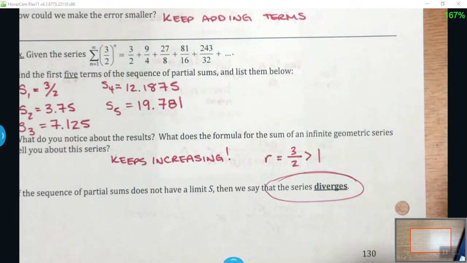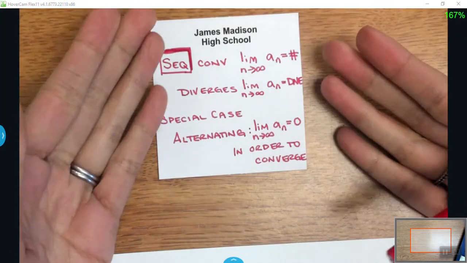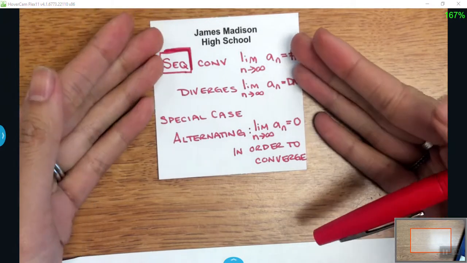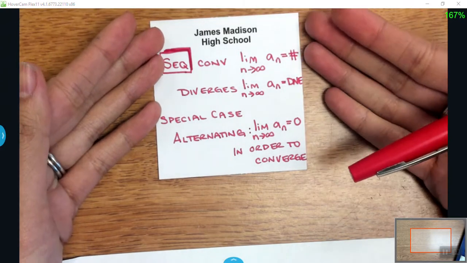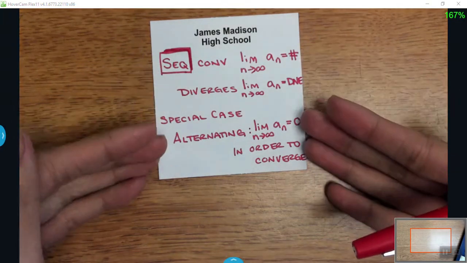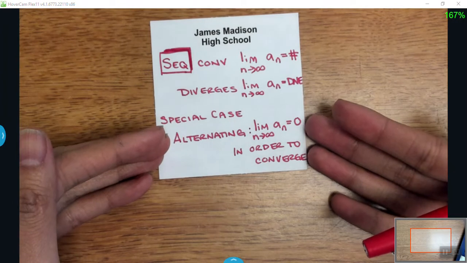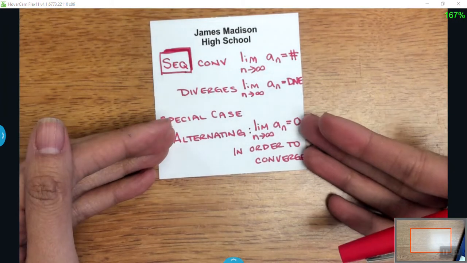How do we know when a series is going to converge or diverge? Sequences are very easy. A sequence will converge if the limit exists. It's going to diverge if the limit doesn't exist. There's one special case where it's alternating. If it's alternating, the limit has to go to 0.